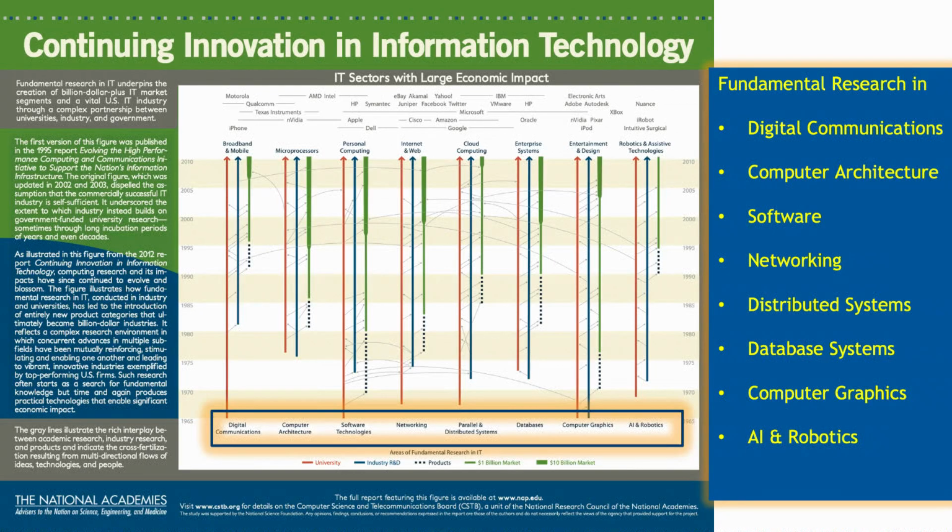And together, in an interplay manner, they have led to major companies and major innovations in broadband and smartphones, in microprocessors, personal computing, internet, cloud computing, enterprise systems, entertainment, design. And the lines get thicker as the market size gets larger. This chart takes $10 billion as the largest market size, but now we're talking about hundreds of billions of dollars of market. So it's one very nice picture that captures the entire technological revolution that was started by the semiconductors.